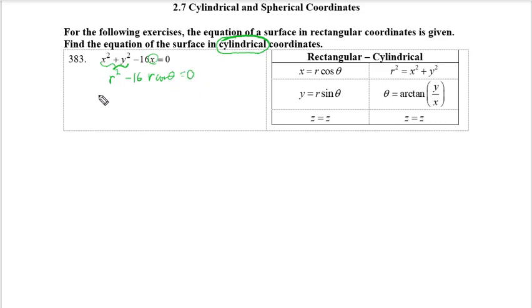Notice here we can factor out an r. And if we've got the product of two things equal to 0, either this one is a 0 or this one is a 0. And we can make this into a standard cylindrical equation by putting r equals 16 cosine theta. So it's either r equals 0 or r equals 16 cosine theta.